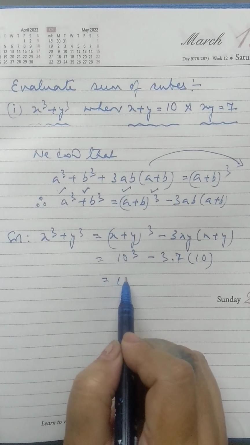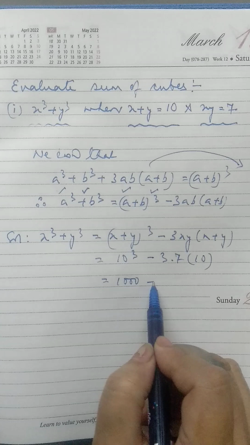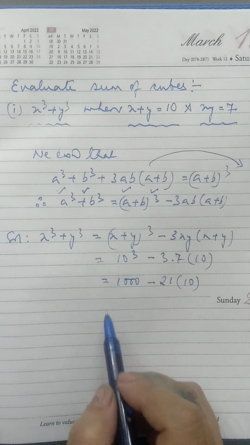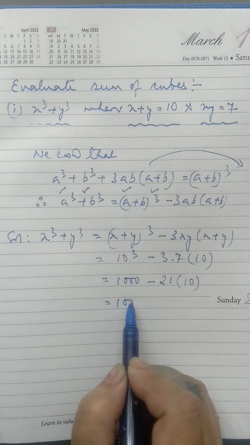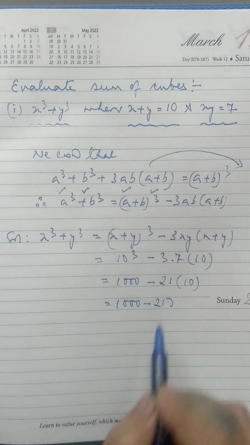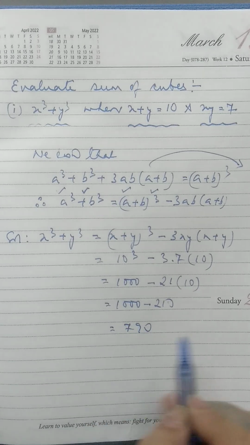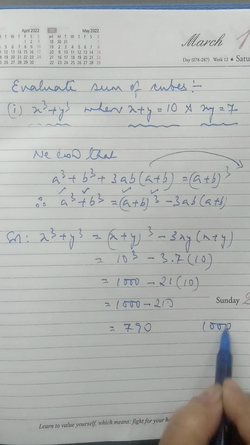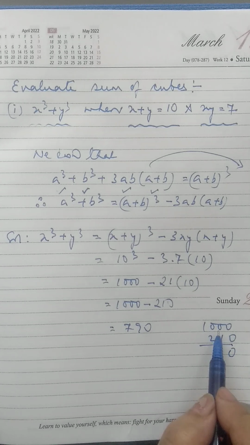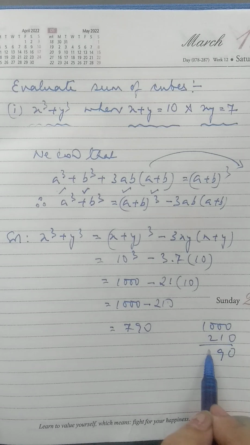This is equal to 1000, three zeros, 10 into 10 into 10, and this is 3 into 7 is 21, and then 10 here. We write 1000 minus 210, which is equal to 790. How? 1000 minus 210, so we get 0, 0, 0, and this becomes 10, 1, 9, 9 to 7.